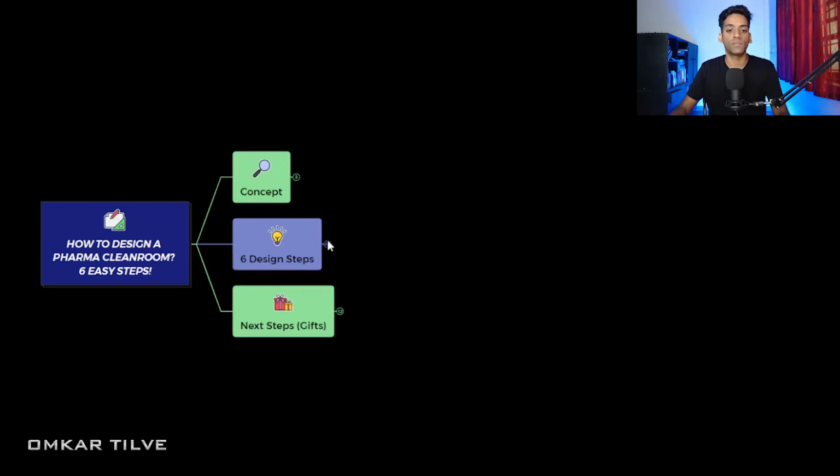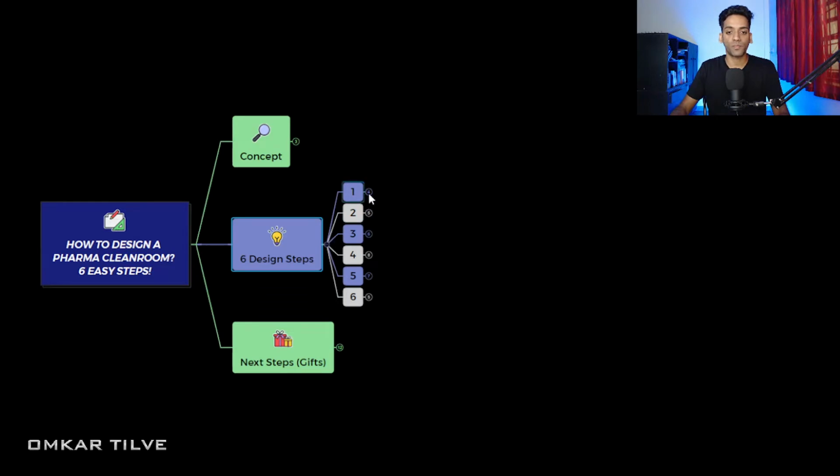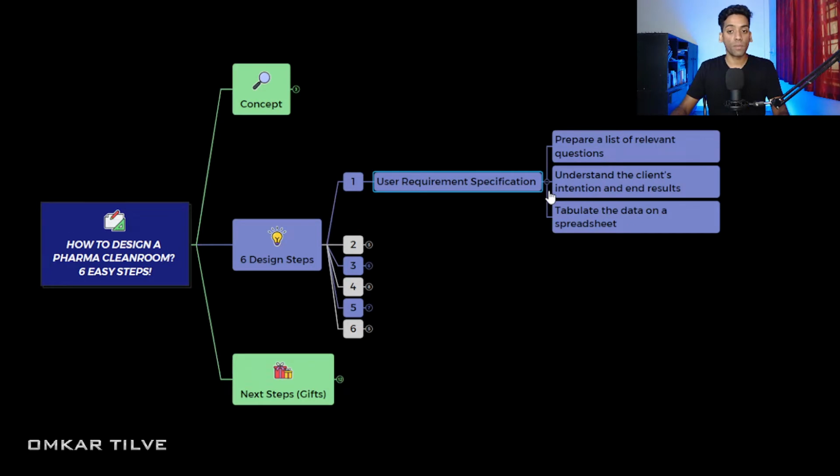Now we'll get into the 6 steps. The first step of designing a pharma clean room is the user requirement specification. To prepare it, you need to have a list of relevant questions that you need to go and ask the client, where you understand the client's intentions and the end results, that is, what he wants to achieve from the clean room.